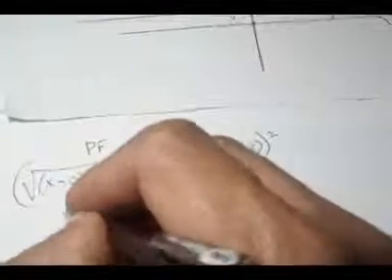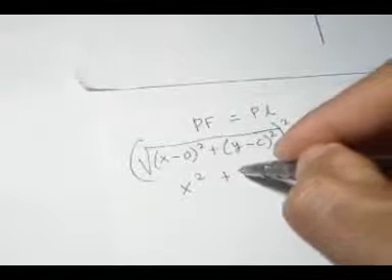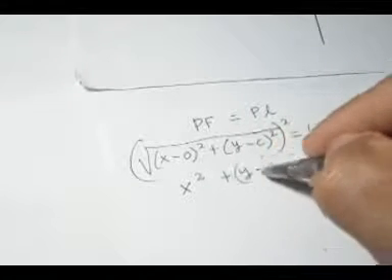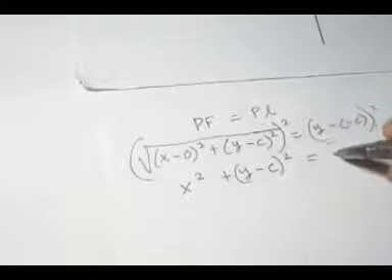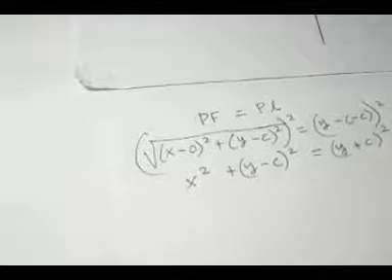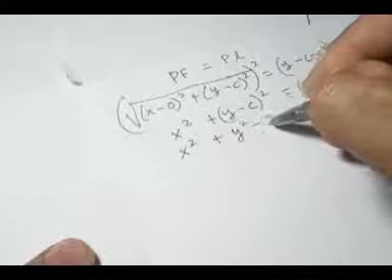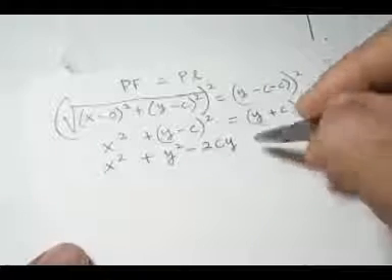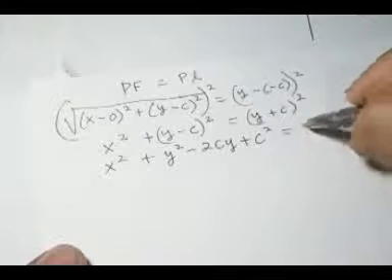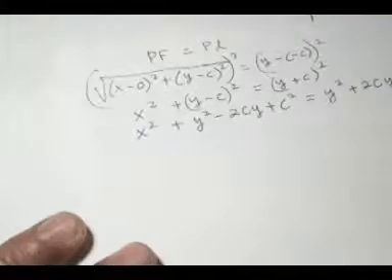So this becomes x squared plus (y minus c) squared equals, negative times negative is positive, (y plus c) squared. And expand: x squared plus y squared minus 2cy plus c squared equals y squared plus 2cy plus c squared.